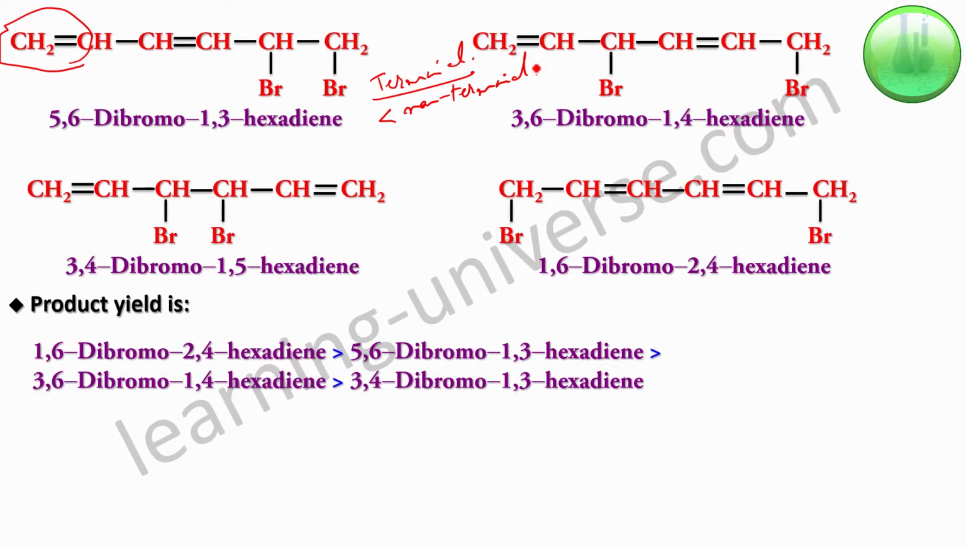So in the case of 1,6, both double bonds are non-terminal, whereas in the case of 5,6, one of them is terminal, so 1,6 is greater than 5,6. Now what about 3,6 and 3,4?